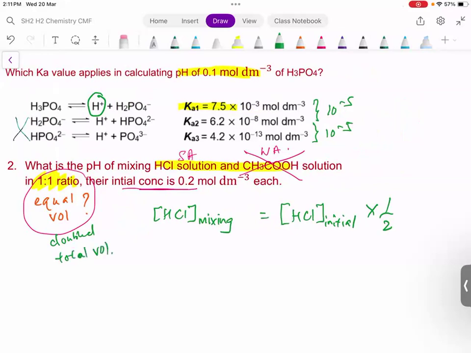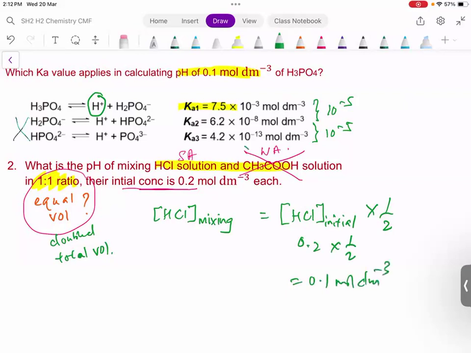So all your mole calculation comes in. If you're weak in mole calculation, this topic you will struggle a lot. No joke, so please take note. Noticing that the total volume has become double, the concentration will be diluted by half. So you need to multiply by half. The original is 0.2, now it is 0.1 mol per dm³.